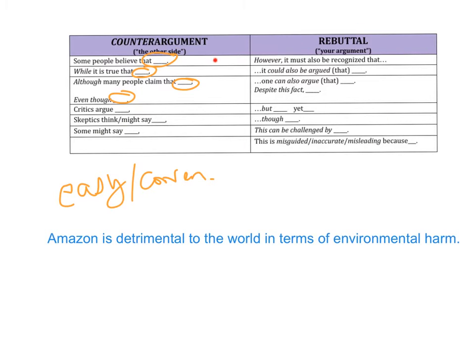Now, it looks like in this chart these go straight across. They really don't. They're meant to mix and match however you want. So just because I say some people believe that doesn't mean I have to say however, although I can. Some people believe that Amazon is easy or convenient. However, and then I say my original idea, Amazon is detrimental to the world in terms of environmental harm.